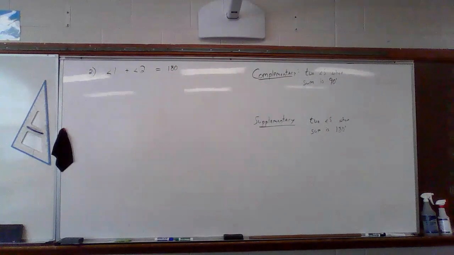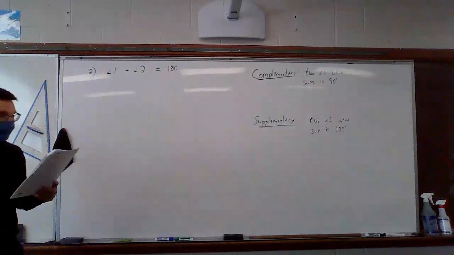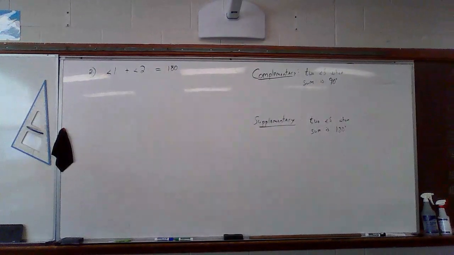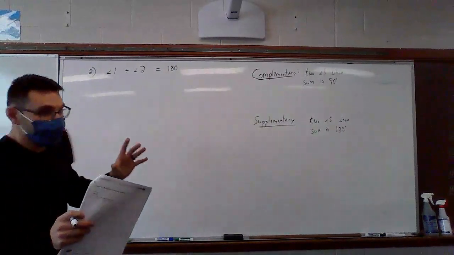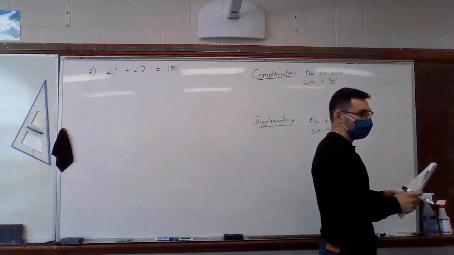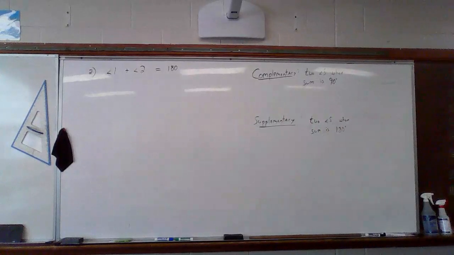Supplement. It says supplement, which is supplementary, which means two angles that add up to 180. Everybody with me? Okay. It says an angle measures 17 more than 3 times a number. So I gave you that little sheet that had all those words on it. So the first angle is 17 more than 3 times a number. What do the words "more than" mean?